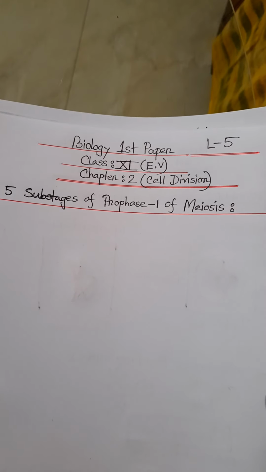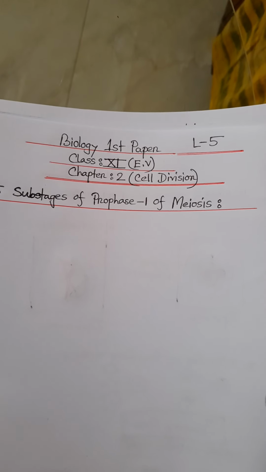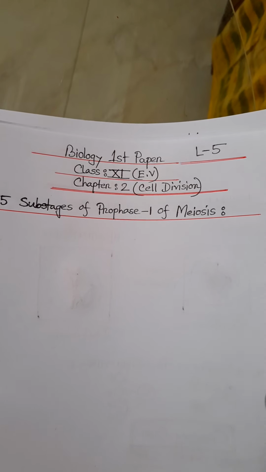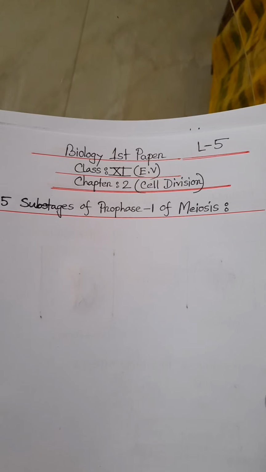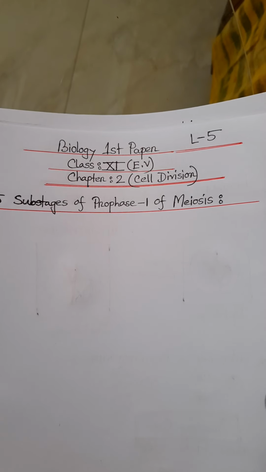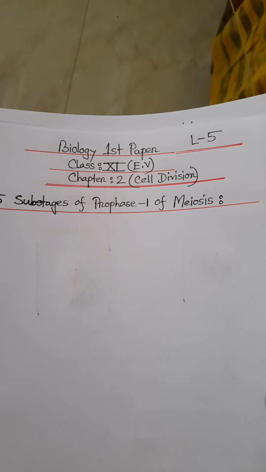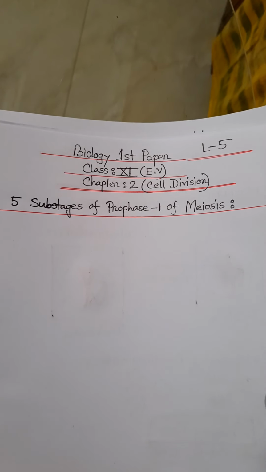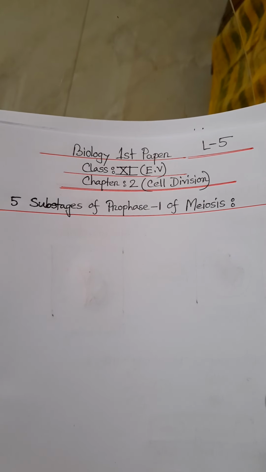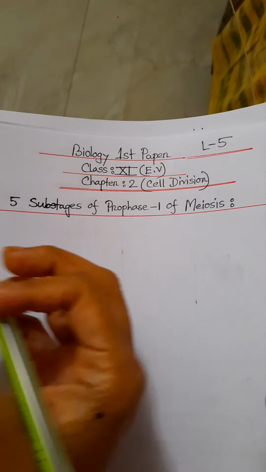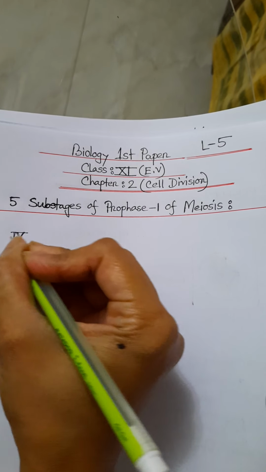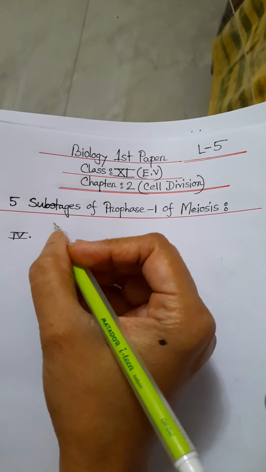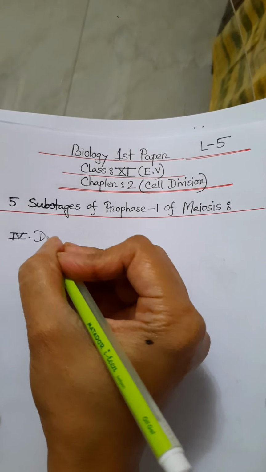My previous lecture was about the 5 stages of prophase 1 of meiosis. The 5 stages are leptotene, zygotene, pachytene, diplotene and diakinesis. My previous lecture covered leptotene, zygotene and pachytene. Today we will start the 4th stage, that is diplotene.